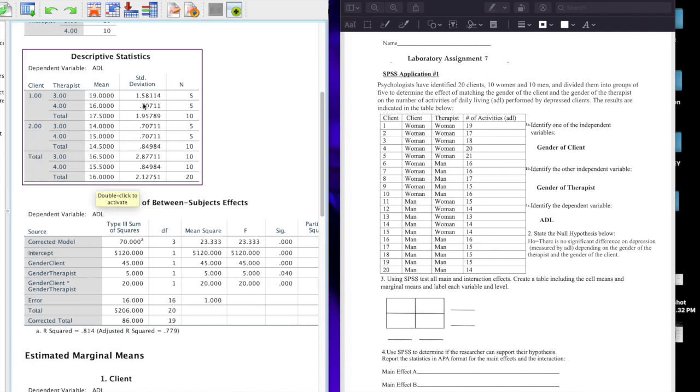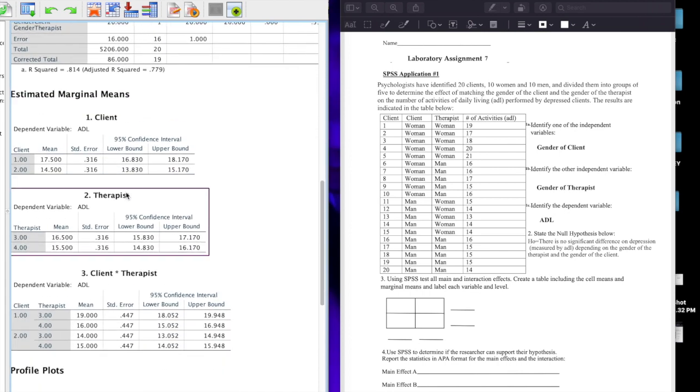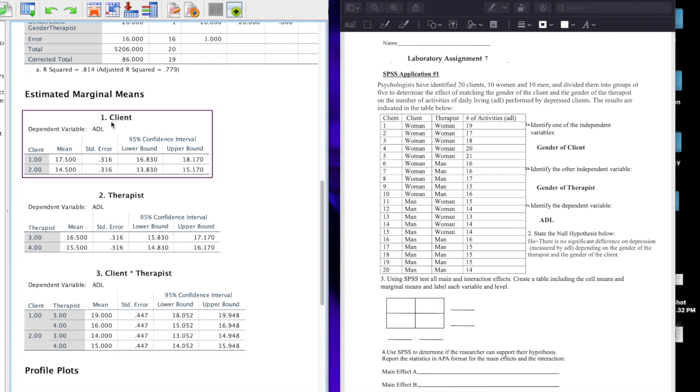The cell and the marginal means are actually in here, but I find this particular table to be a little bit tough on the eyes to parse out information. So we're going to look down here to get the means that we need for number 3 on our worksheet. Number 1 here where it says client, the means that are given are actually going to be those marginal means, or the means outside.